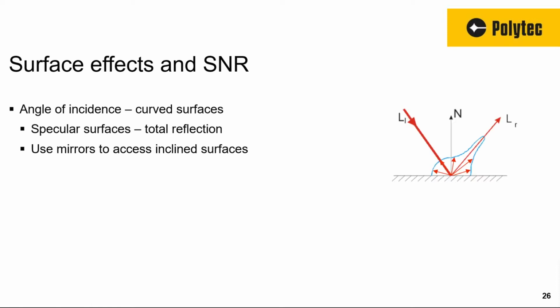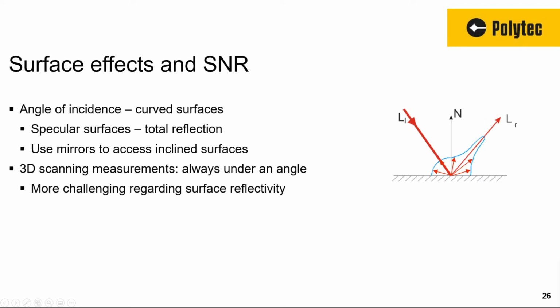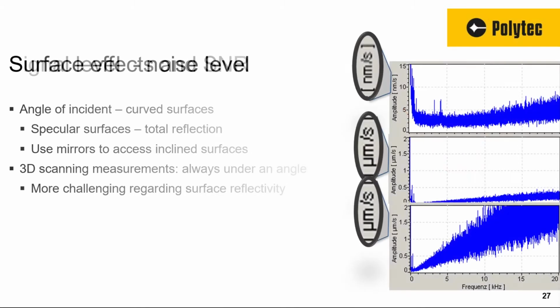In this little graph, we show the scattering properties of surfaces. We are incident on the surface under a certain angle, and a part of the light is scattered back into the optics, and a part of the light is reflected and scattered in other directions. Especially if you're measuring with a 3D scanning laser vibrometer, you're always measuring under an angle, so you always have a certain angle of incidence unequal to perpendicular. So here the surface properties are important. The good news is that with most engineered surfaces, surface preparation is not required.